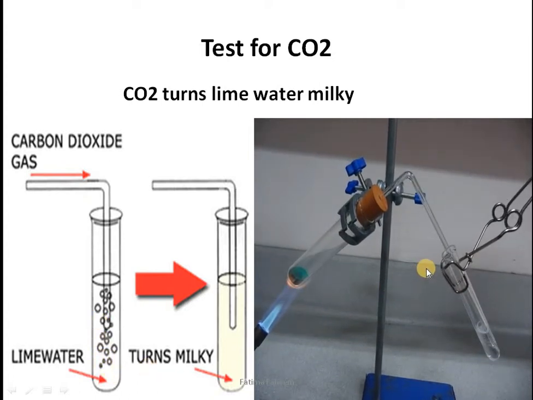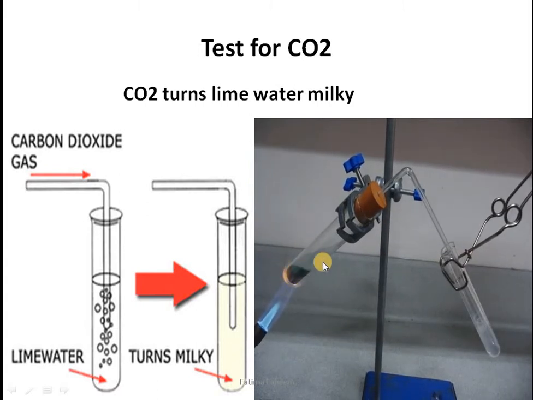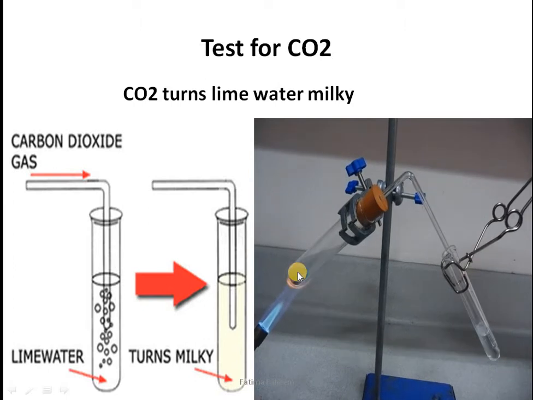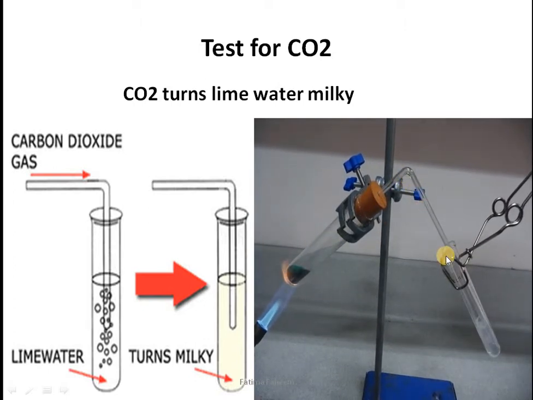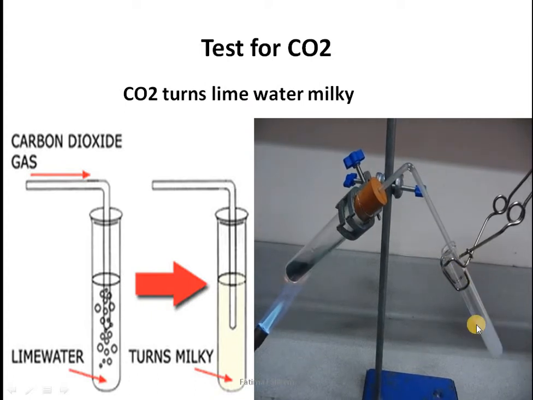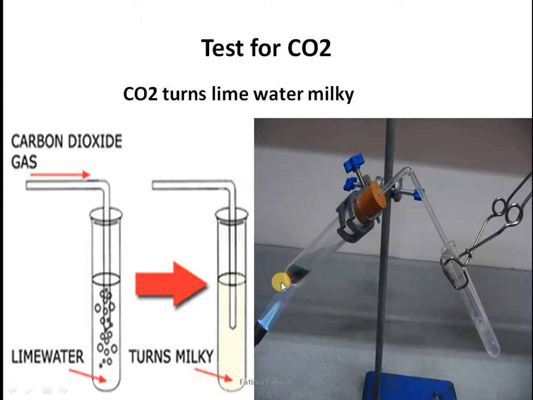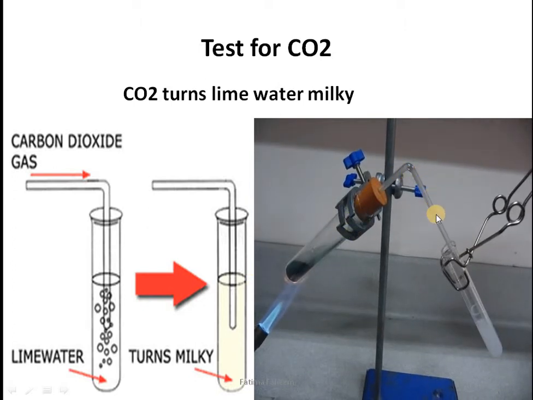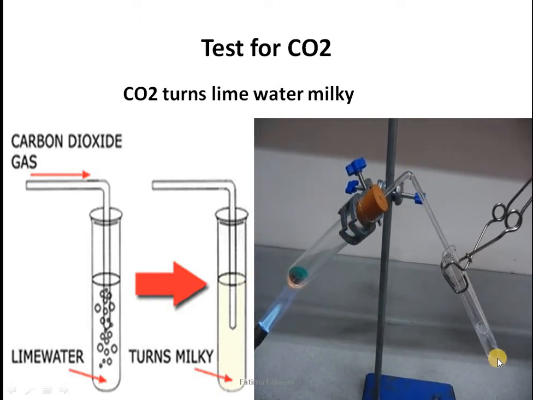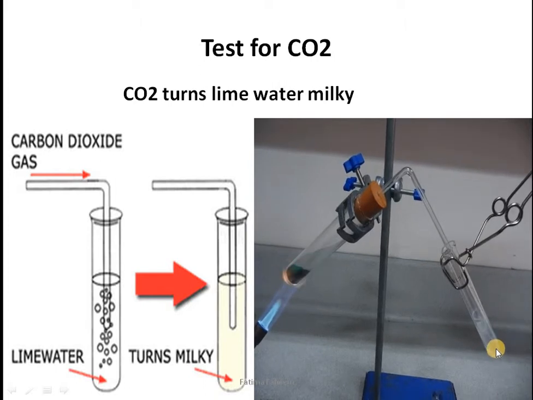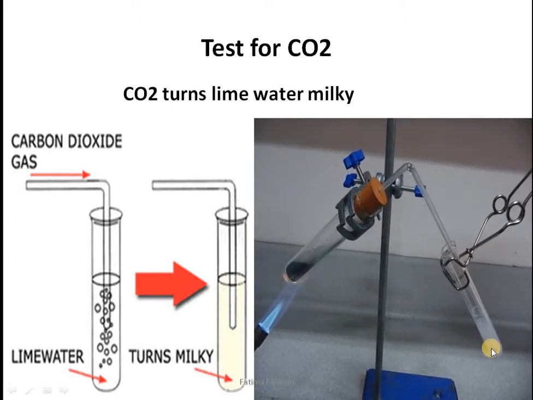Here in the animation I have tried to show you that something is burning and carbon dioxide is being produced because of this burning. This carbon dioxide will travel through this delivery tube into the other tube. This tube contains lime water. Lime water was clear initially, and as soon as carbon dioxide gas reached there, it turned milky white, or milky white precipitates were formed.